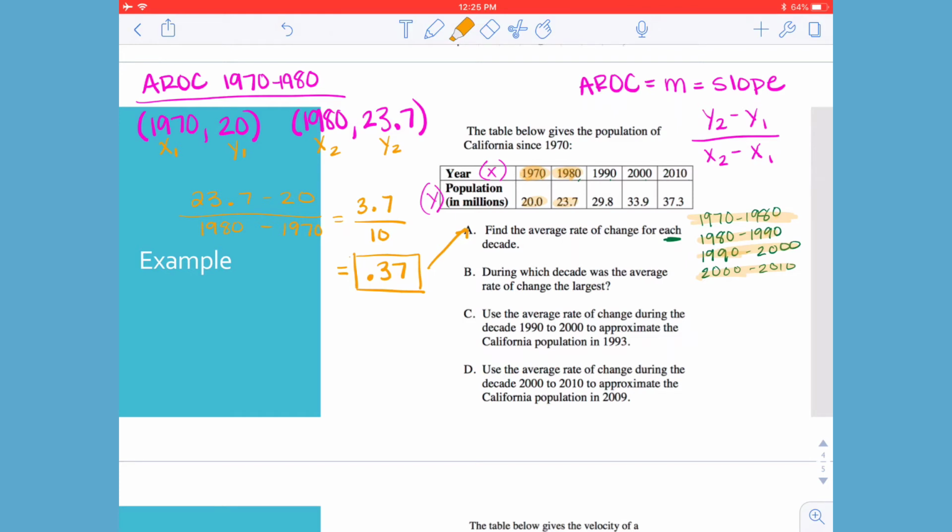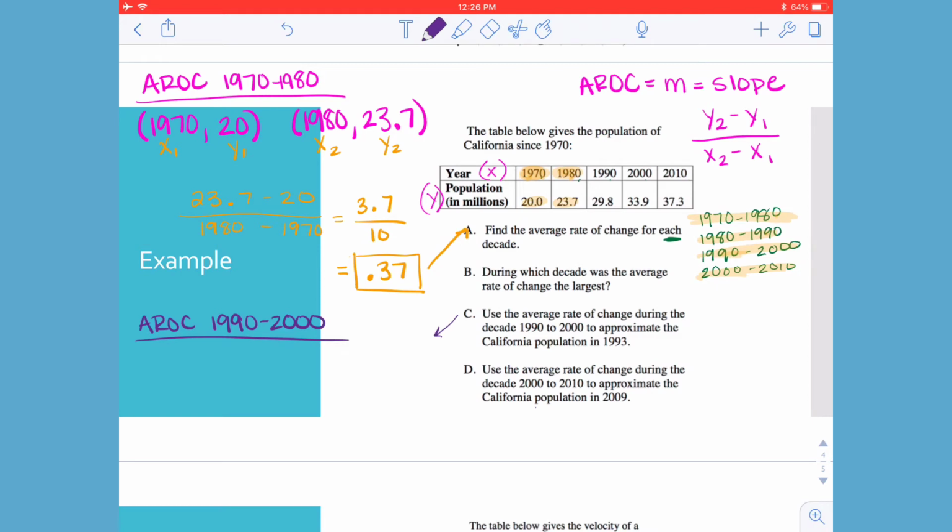Now, looking at letter C, use the average rate of change during the decade in 1990 to 2000 to approximate the California population in 1993. We have a similar problem in letter D, so I'm going to go ahead and work out C and let you do D on your own. So in order to solve this, I need to know what my average rate of change is from 1990 to 2000. So I'm going to find that first.